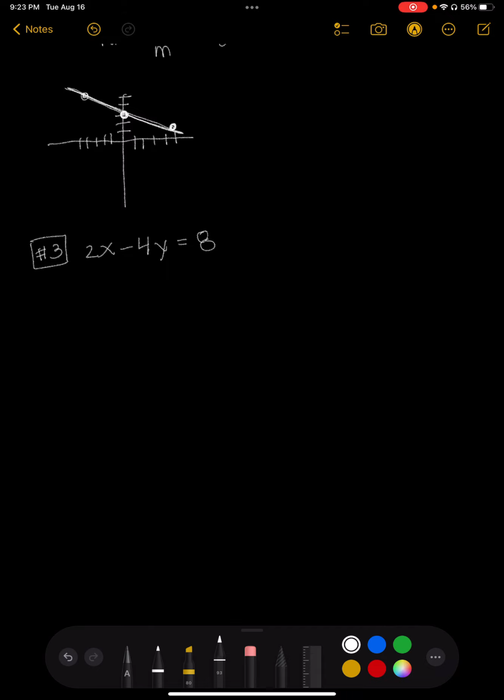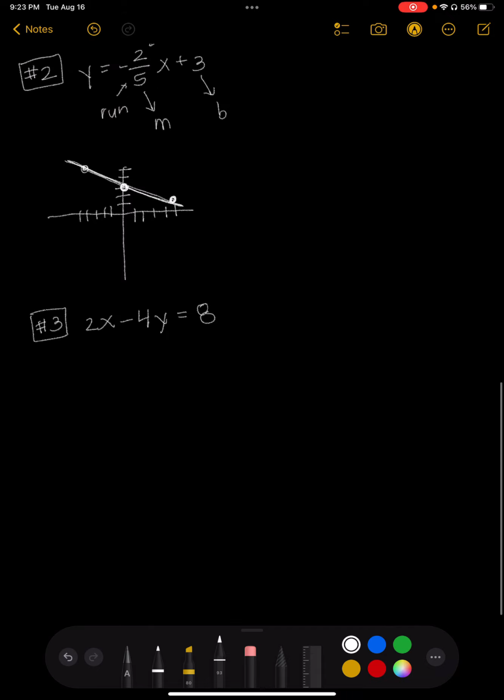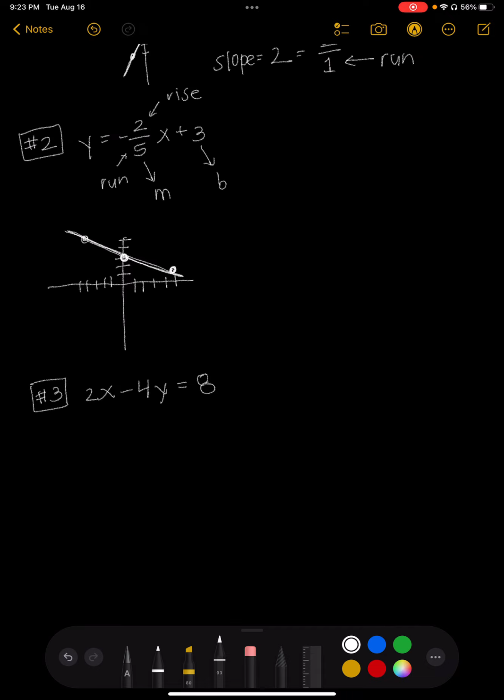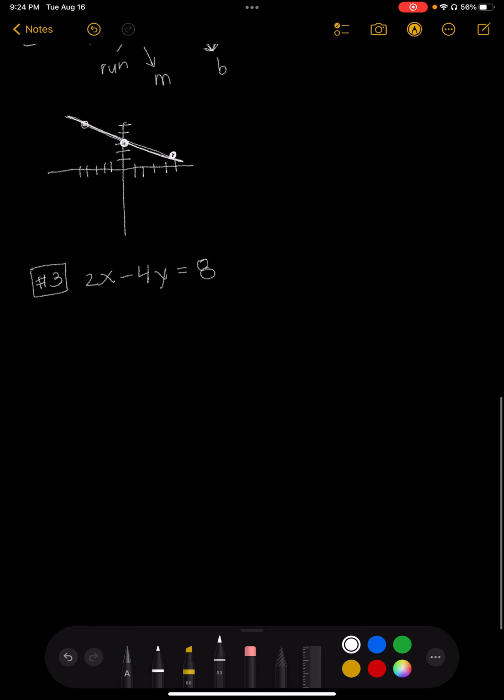So on the slope-intercept form of a line, we know the y-intercept, it's that very last number, the thing without the x. But we don't necessarily know what the y-intercept is on here. There's a way that we can figure it out. To find the y-intercept, what we have to do is plug in 0 for x and then solve for y.